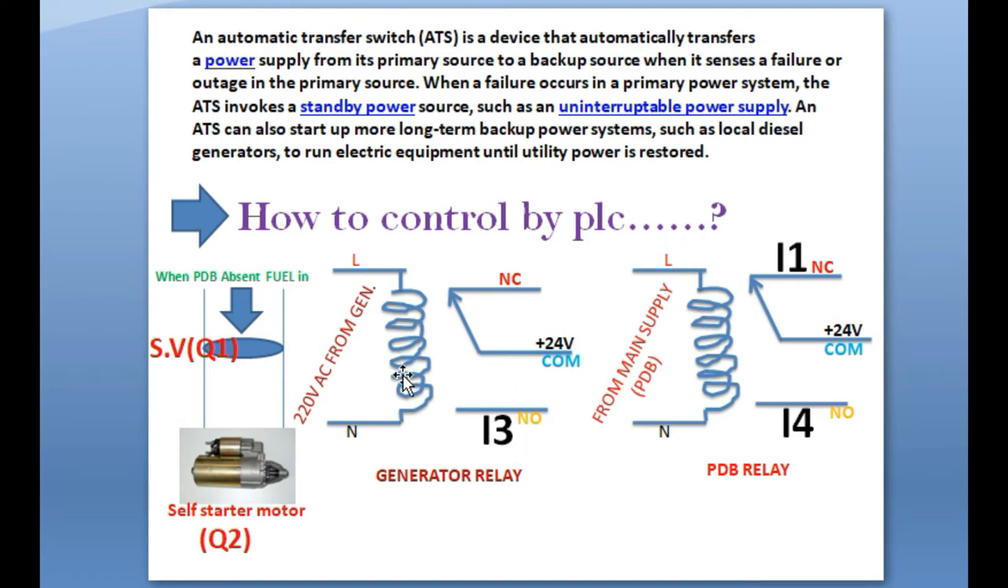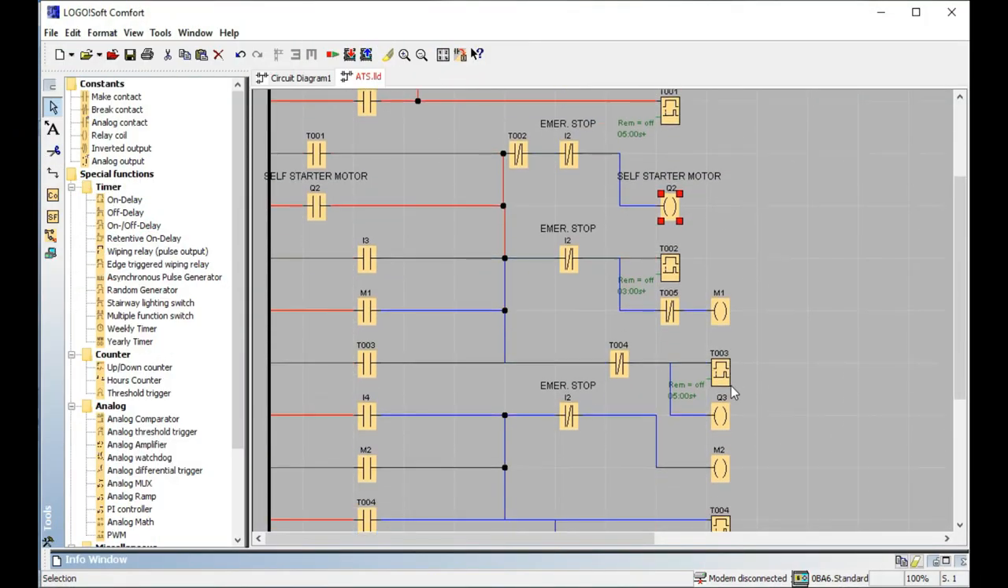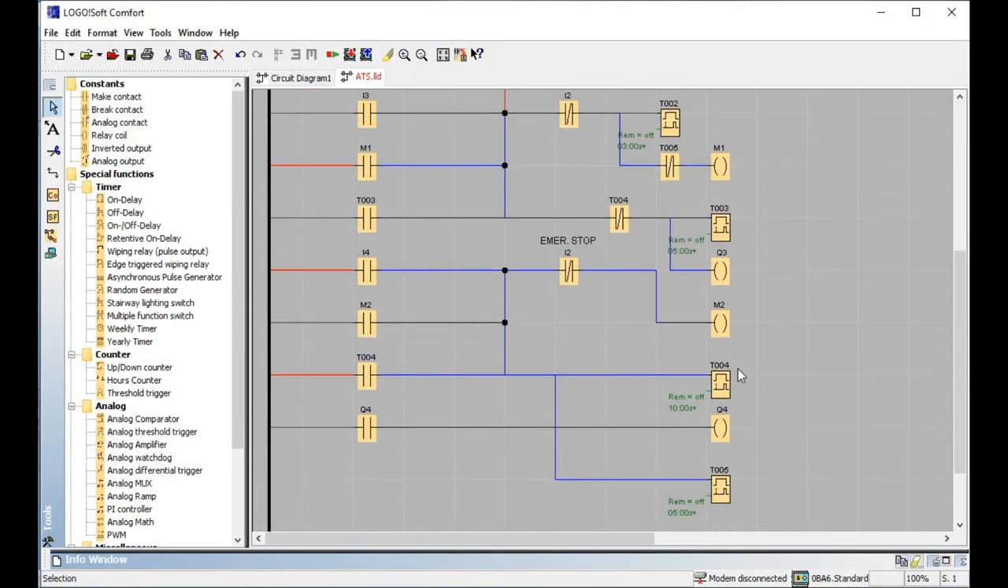That means when this is energized, I3 senses. When this is energized, I4 senses. Normally NC is connected for the I1. So friends, this is the next step for the self-starter motor, and this is the third step for Q3. Q3 is the generator, and the PDB is Q4.